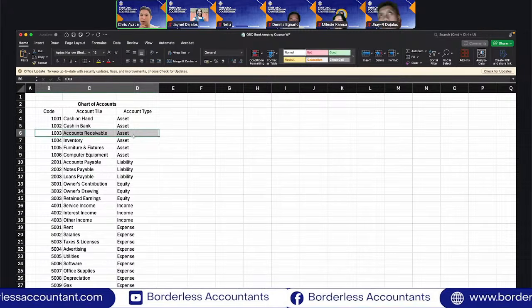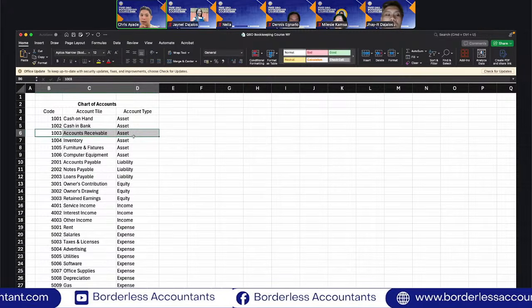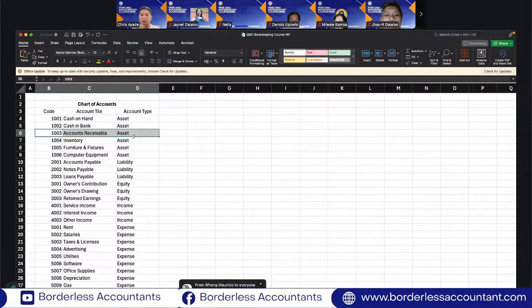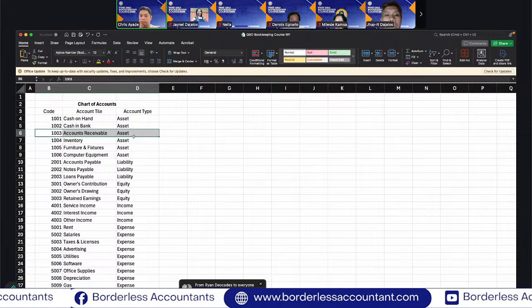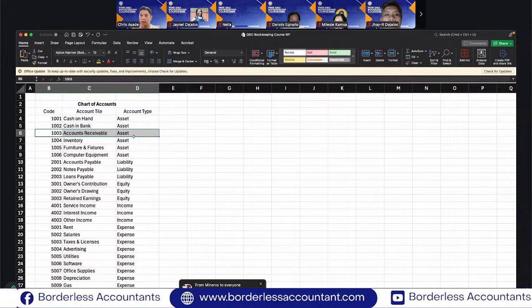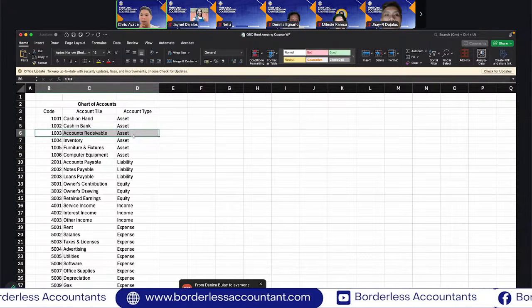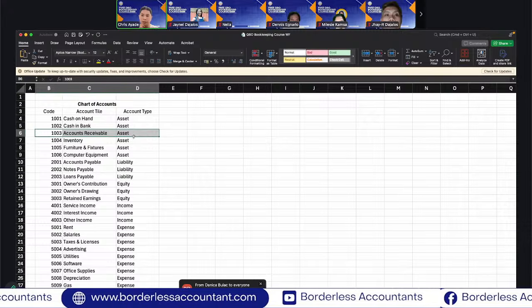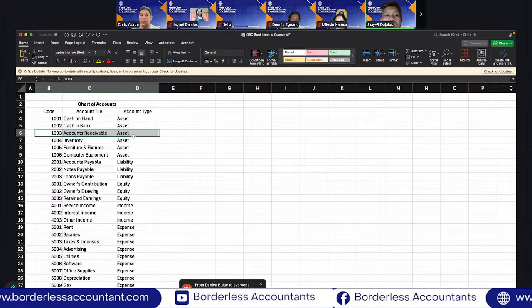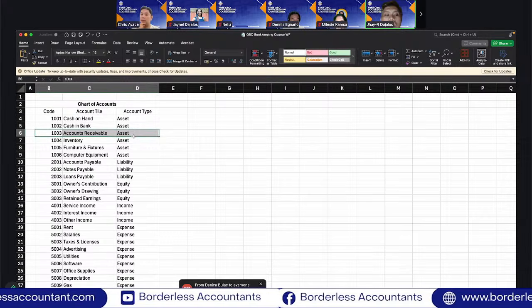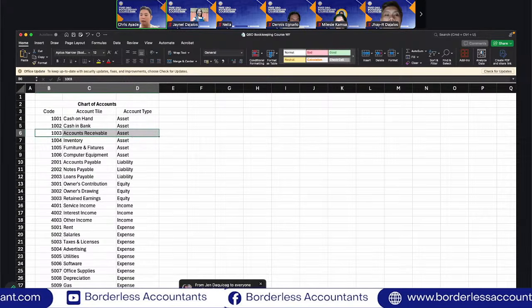It's an asset, right? Yeah. Anong normal balance ng accounts receivable being asset? Is it debit or credit? Debit. Right. So if we're gonna debit your accounts receivable, what happens to the accounts receivable? Is it increasing or decreasing? Increasing. All right. Good. Everyone in agreement?